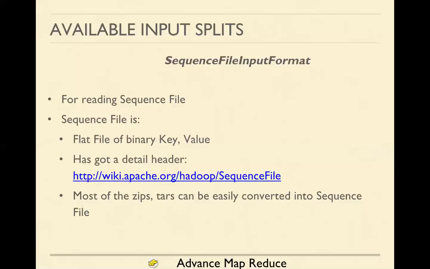Okay, so under the hood, it'll do that. Sunny's question is, what about password protected files? Generally, when you're converting those password protected files, you basically use a command to convert the zip file into sequence file input format. At that time, it might ask you for the password.